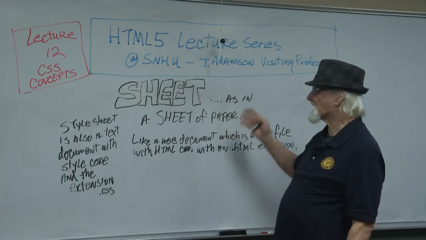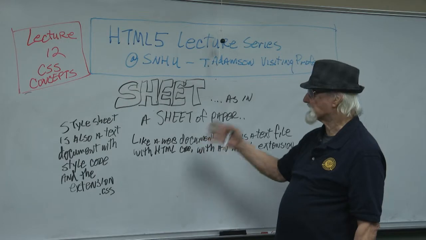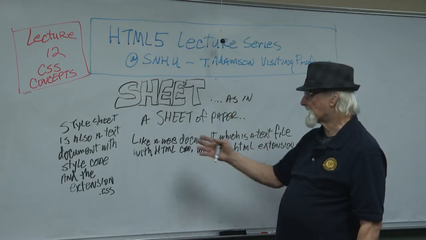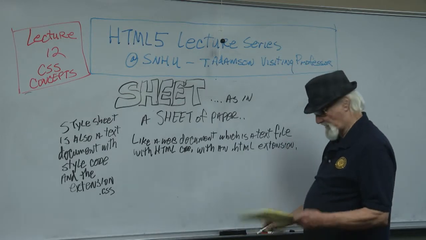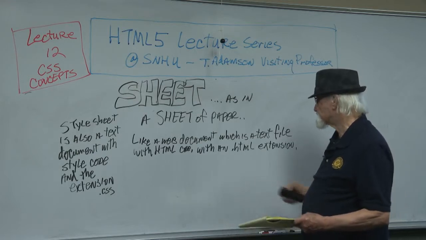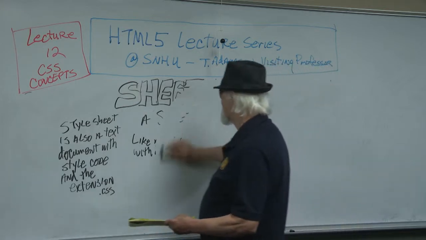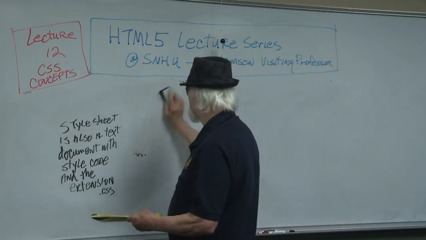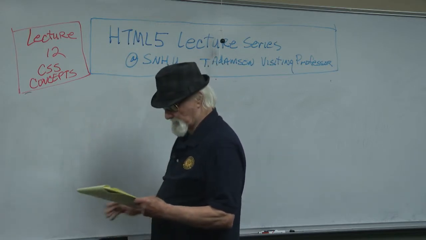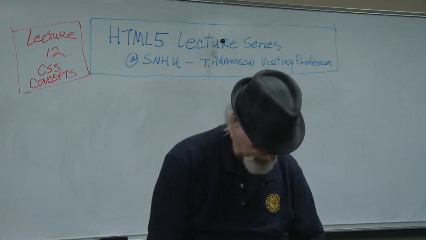So a cascading style sheet means something to do with cascading. It sets the style of the page, and it's a separate text document that has the extension .css. Okay, moving right along on CSS concepts. My classic notes here. Let's go to the next page.